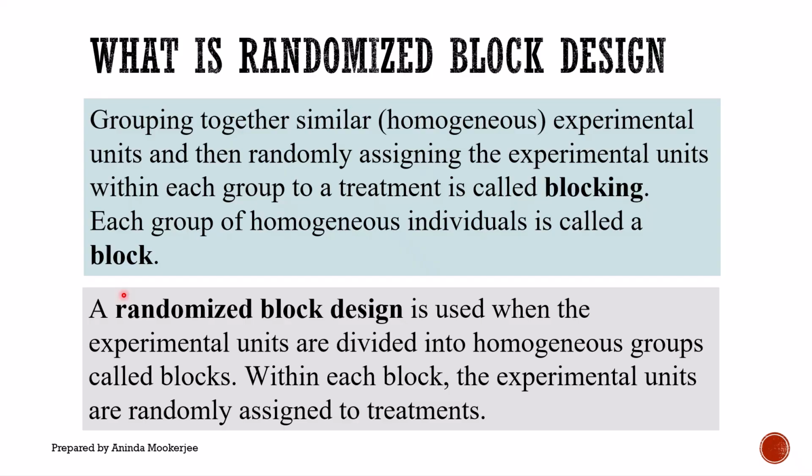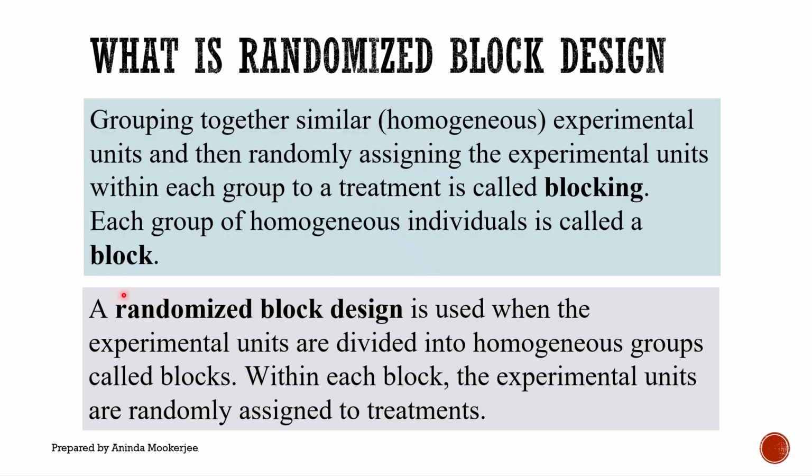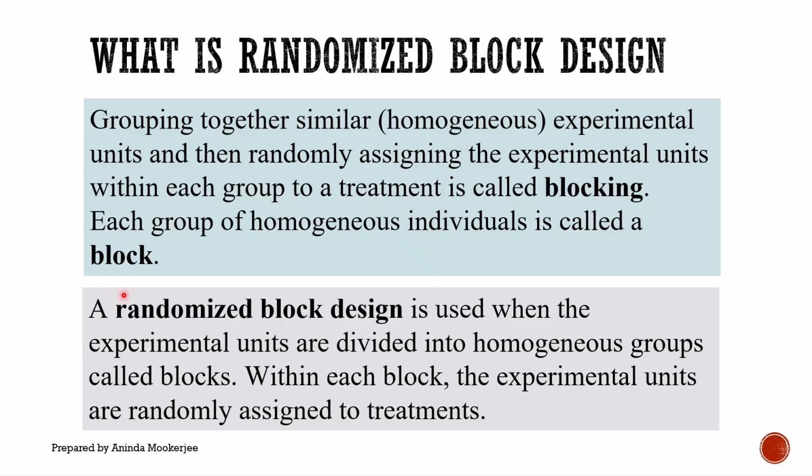So instead of giving the treatment to one group of subjects, we break up the subjects into groups or blocks based on a particular factor which we may think might influence the results of the experiment. For example, the effectiveness of a drug may be influenced by the gender of the subjects.